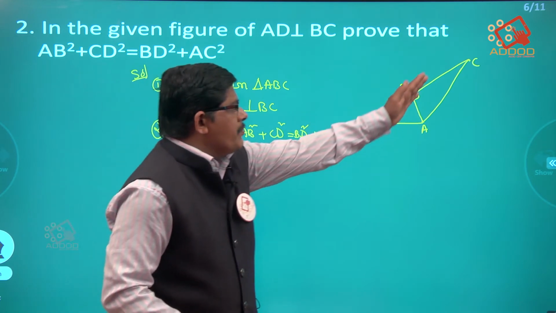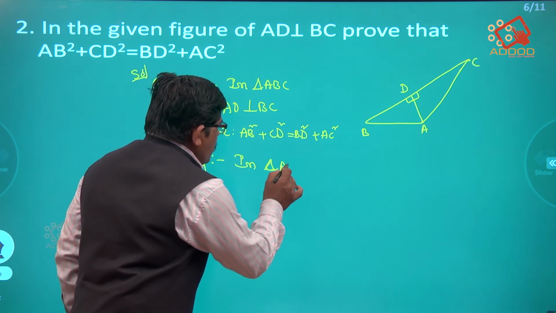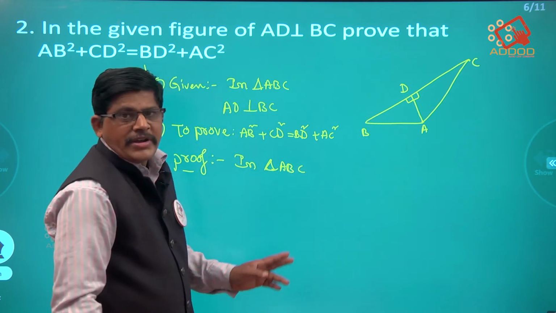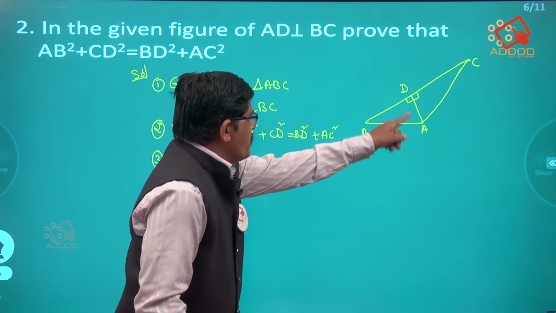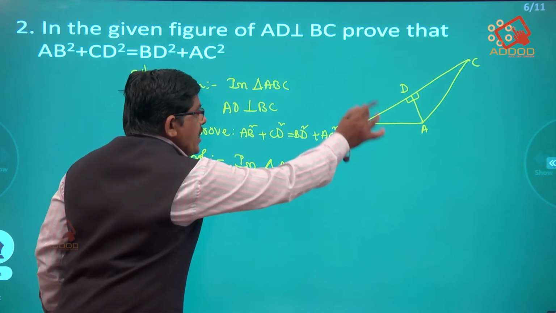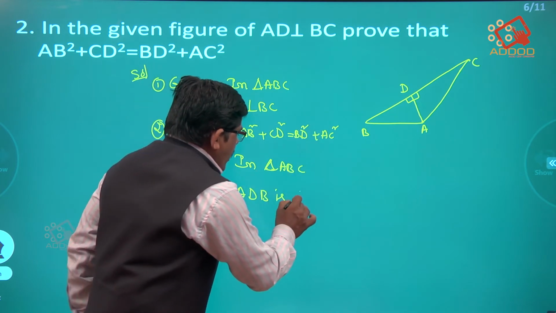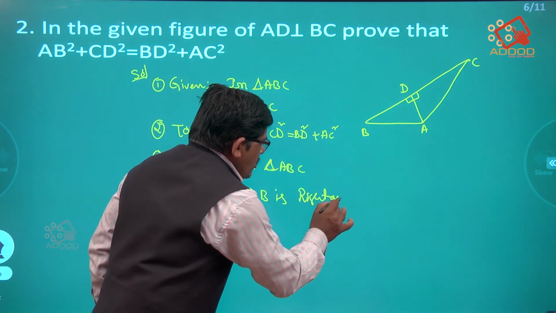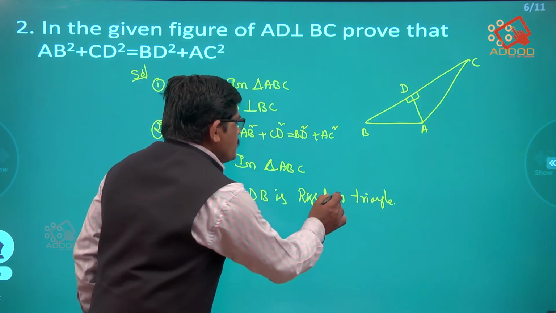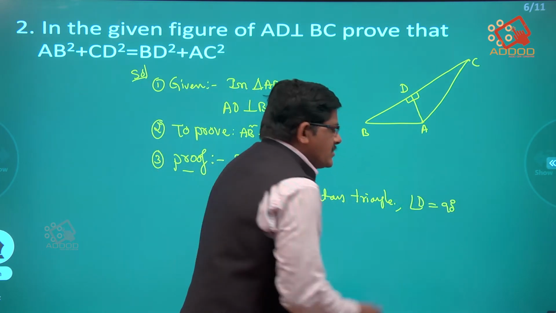Here in triangle ABC, it is divided into two parts. Triangle ADB is a right angle triangle. Here angle D is equal to 90 degrees.